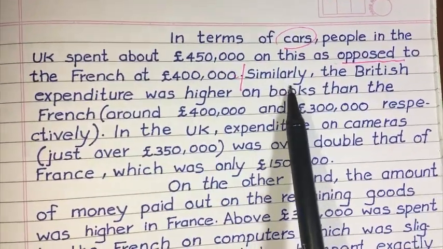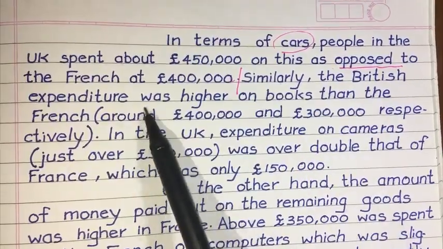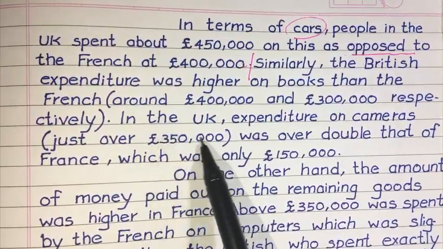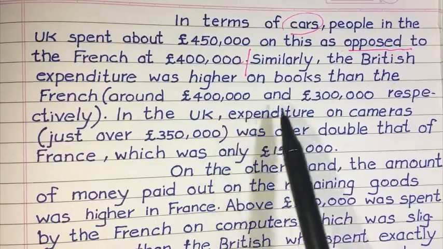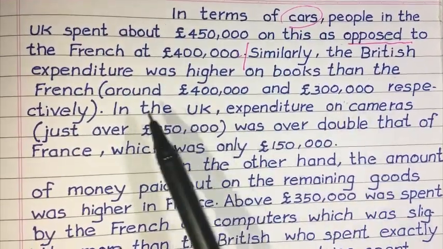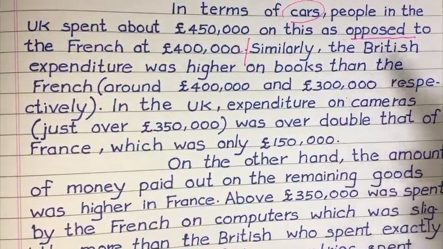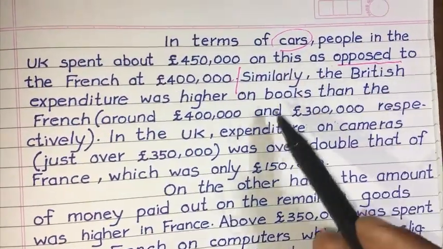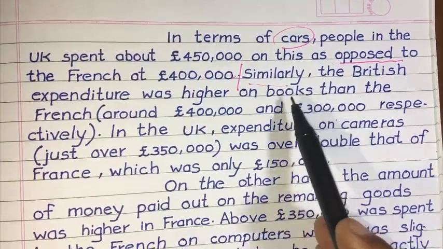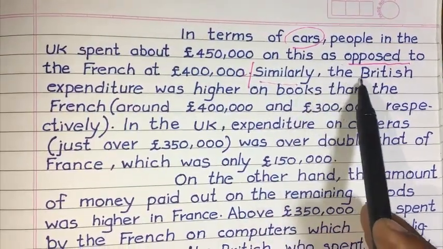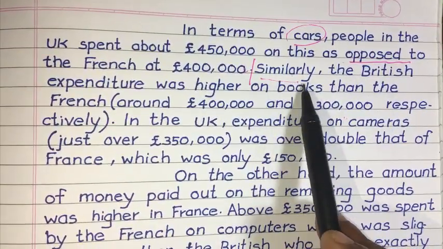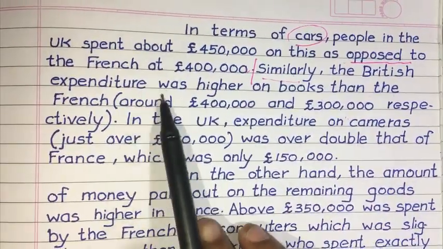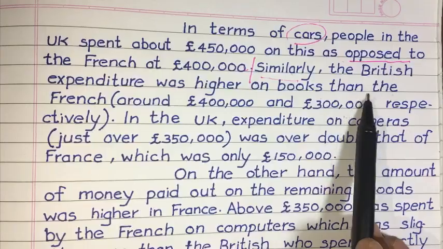Second sentence: similarly, the British expenditure was higher on books than the French, around £400,000 and £300,000 respectively. How I have written over here, see, the same trend is following here. So that's why I have used similarly. Similar trends you can see in British and French. Similarly, this way, you use some connectives over here. The British expenditure was higher on books than the French.